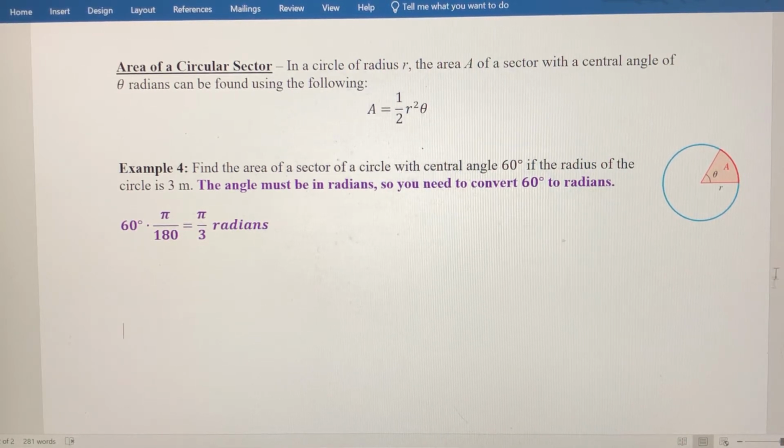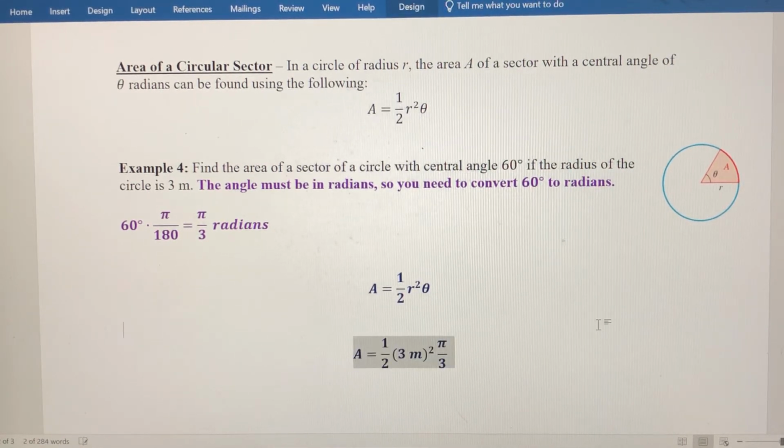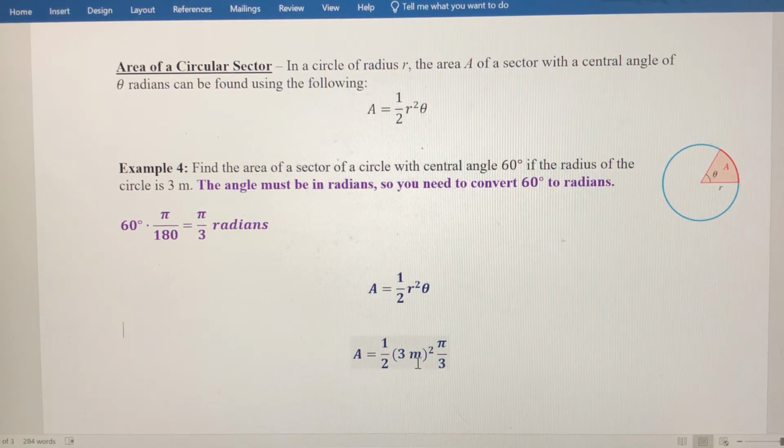So let's find the area of this sector of the circle. Area is going to be 1/2 times r squared times theta. Plug in the values we know. The radius is 3 meters, and again, I'm going to keep the units in my formula here. Area should always be a length to the second power for units, like feet squared, meters squared, centimeters squared, etc. So when I square 3 meters here, that's going to square the 3 and square the units. So just be aware of that.